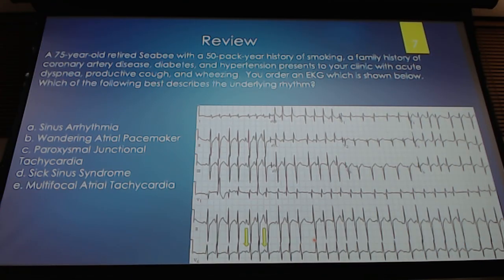So same thought, fast or slow? Fast. Regular, irregular? Irregular. Wide or narrow? Narrow. So fast, irregular, narrow. We've got three differentials. Which of those do you think is going on? Multifocal atrial, wandering atrial pacemaker. We have not talked about that, but we will today. We haven't talked about sick sinus. We will today. Sinus arrhythmia. All of those we'll talk about today.